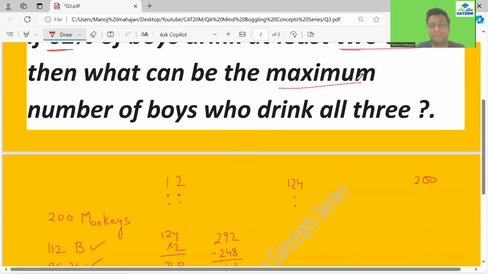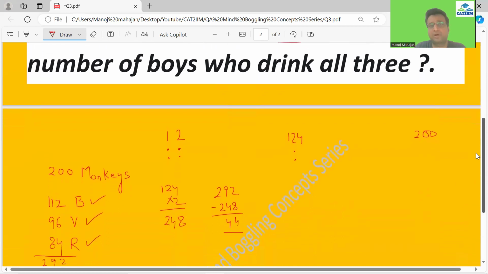So we have to find out the maximum number of boys who drink all three. So when you have to put all three out here, maximum, of course you're going to distribute to those monkeys which already have two different types of toffee. So what we can do is start distributing one more toffee to each of the monkeys.